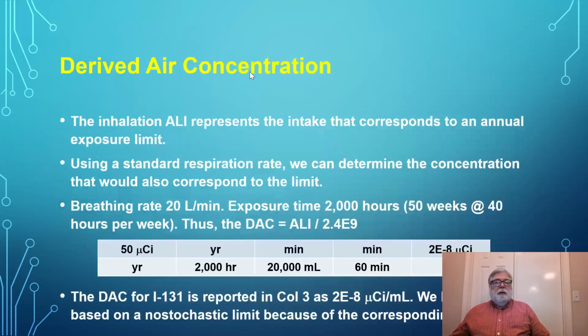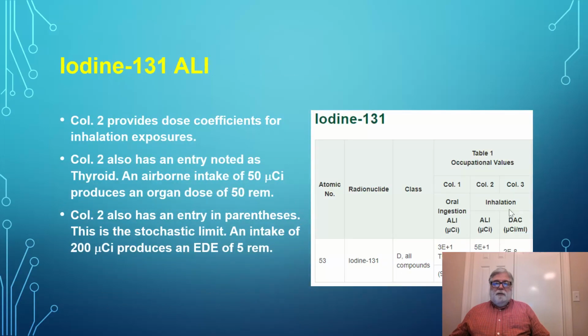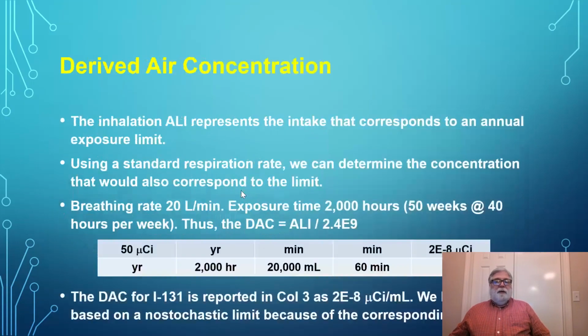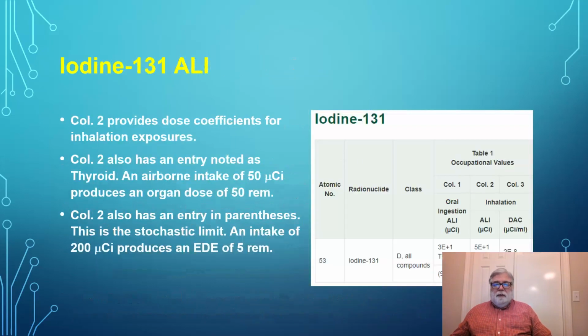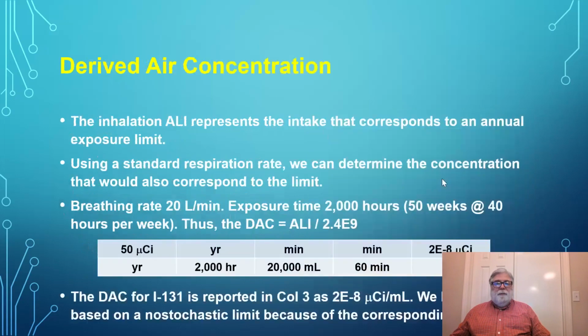Now, also in here is a column that says DAC. DAC is the derived air concentration. So we know what the intake by inhalation needs to be that corresponds to the limit. We can then assume a standard breathing rate and a standard air intake rate, and use that to calculate what the concentration would be that would result in the intake that's equal to the ALI.